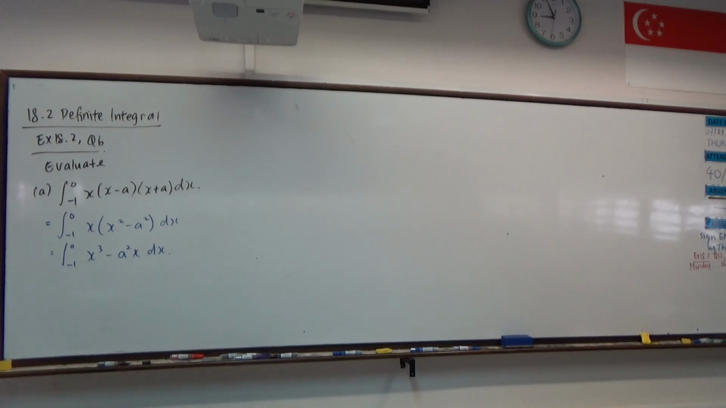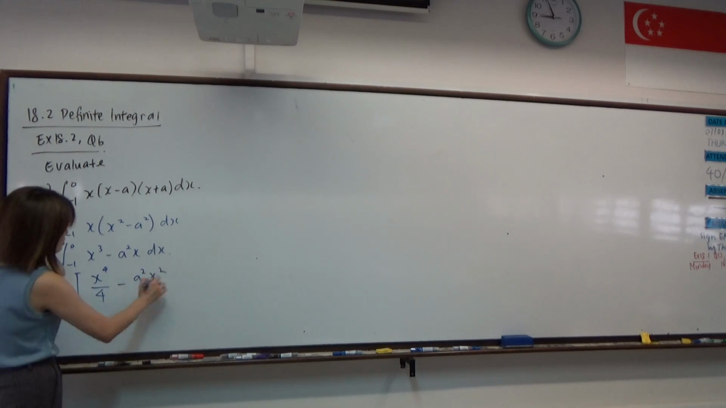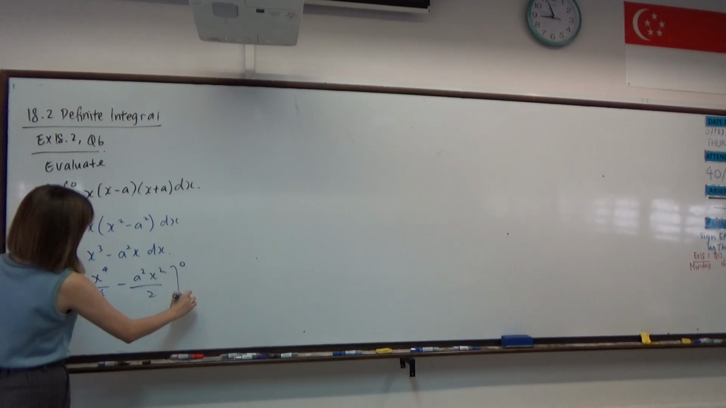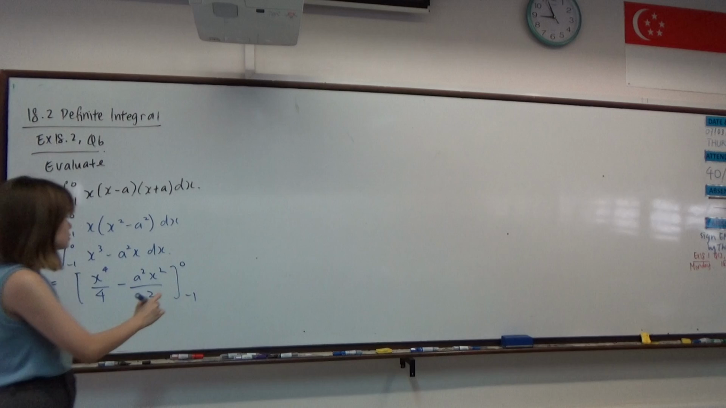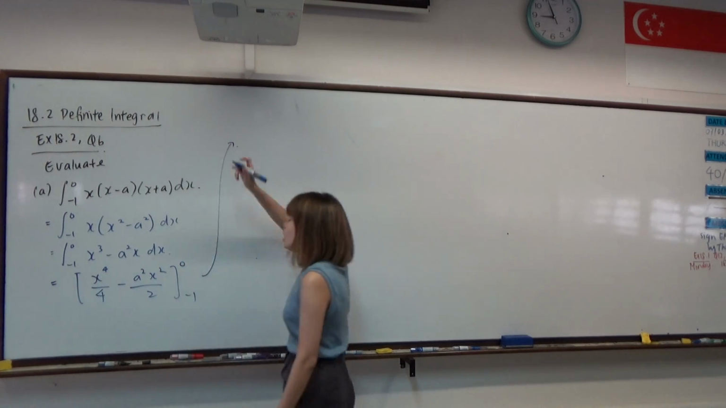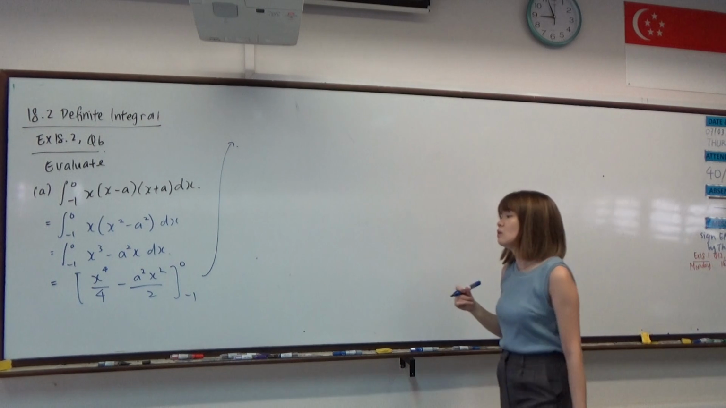Then after that, my integration, what would I be getting inside the square brackets? x^4 over 4, right? Minus a^2 x^2 over 2. Okay. Then we have to substitute in the values. Okay, the upper boundary and the lower boundary.